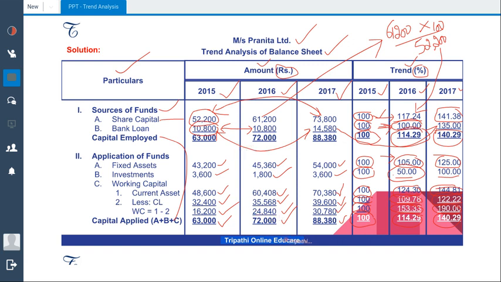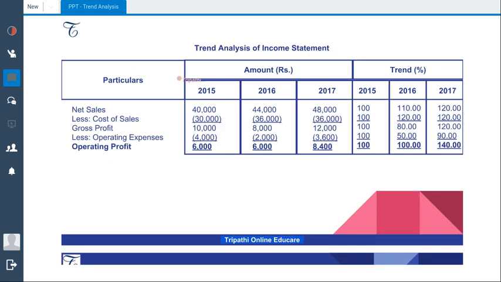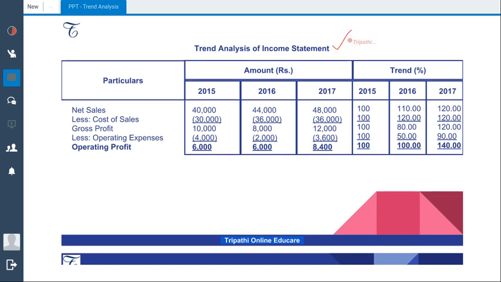right? Let us go for income statement. Trend analysis of income statement. So this is how we prepare trend analysis of income statement. You will have to give the heading, trend analysis of income statement, particular column, amount column, and trend percentage column. So again, 3 years in rupees as well as in percentage column.